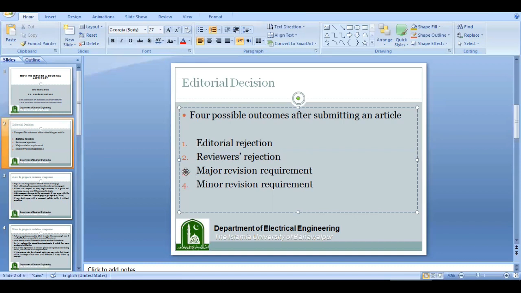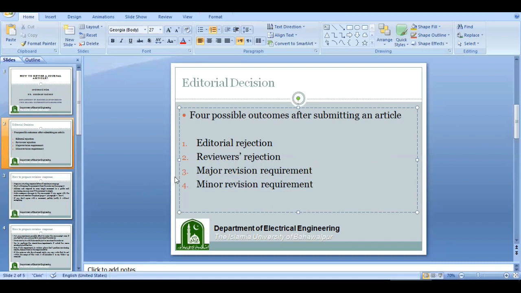But the third possibility is that you have received a major revision on your manuscript. And the fourth possibility is the simplest outcome from the editorial board, and it is the requirement of a minor revision. So I will discuss these two scenarios. If you have received a major revision, how you can address all the comments by the reviewers. And if you have received a minor revision, what will be your action?